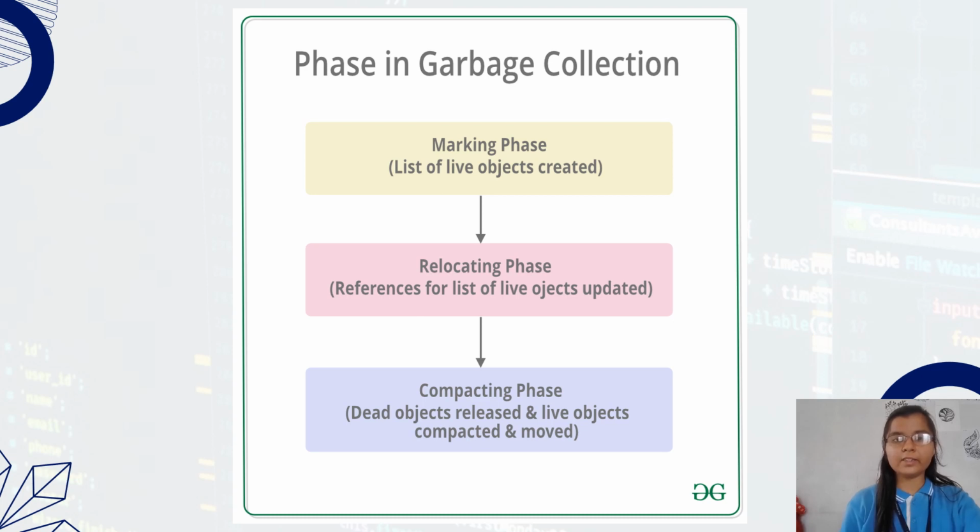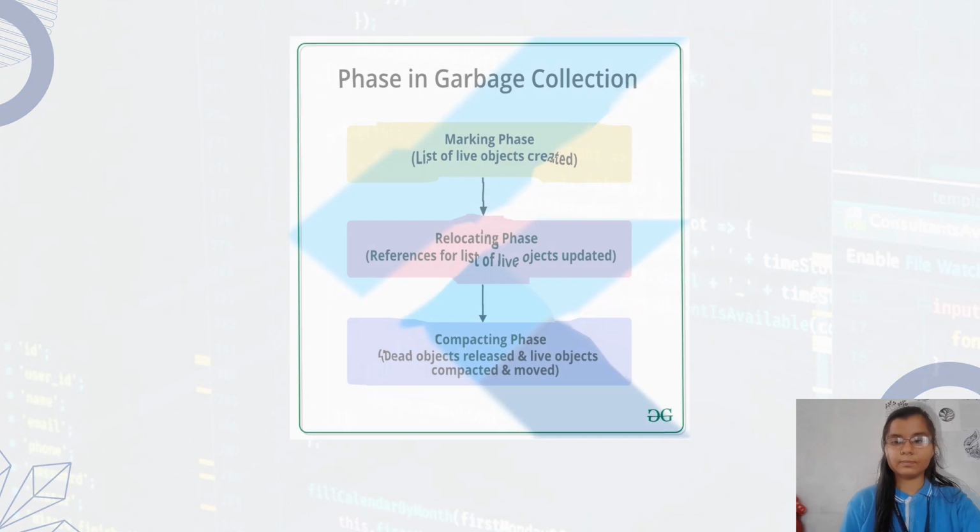In marking phase, a list of the live objects is created. Then the next phase, the relocating phase, references to the live objects are updated. In the third phase, the compacting phase, dead objects are released and live objects are compacted and moved. These are the phases in garbage collection by which the garbage collection is done. In the C programming language, the garbage collector is used for garbage collection.